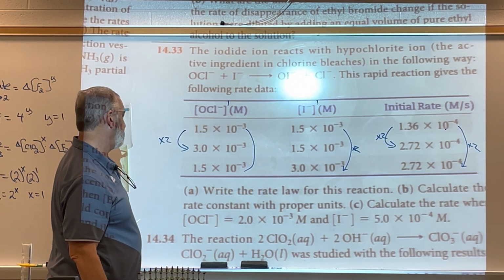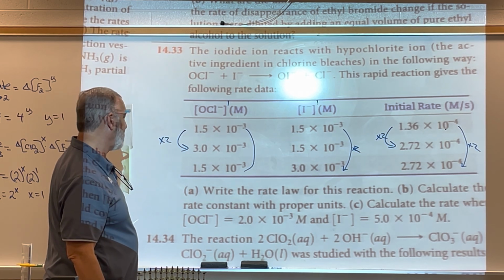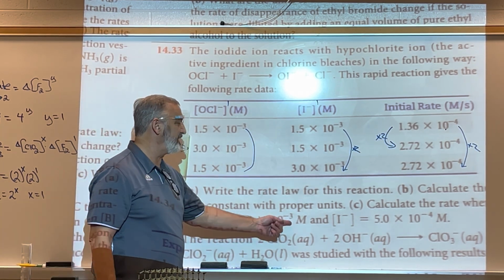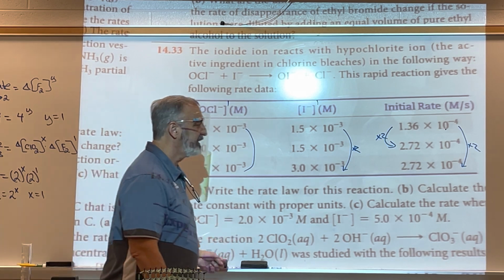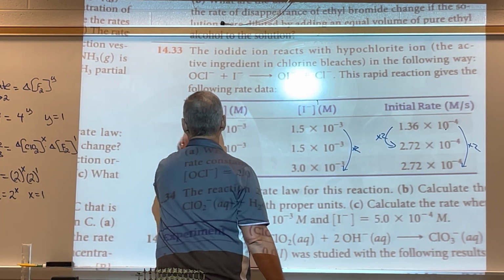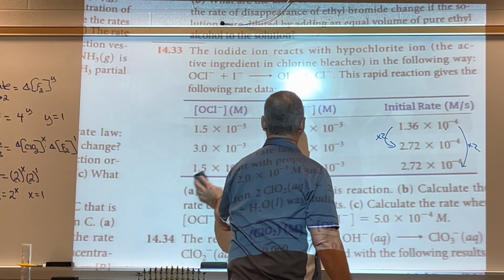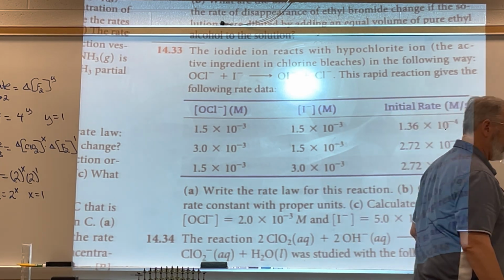And then calculate the rate constant with proper units, calculate the rate. So once we have that, these are just classic problems. I'm trying to find one that's 0 order. There's one with bromine in it somewhere.